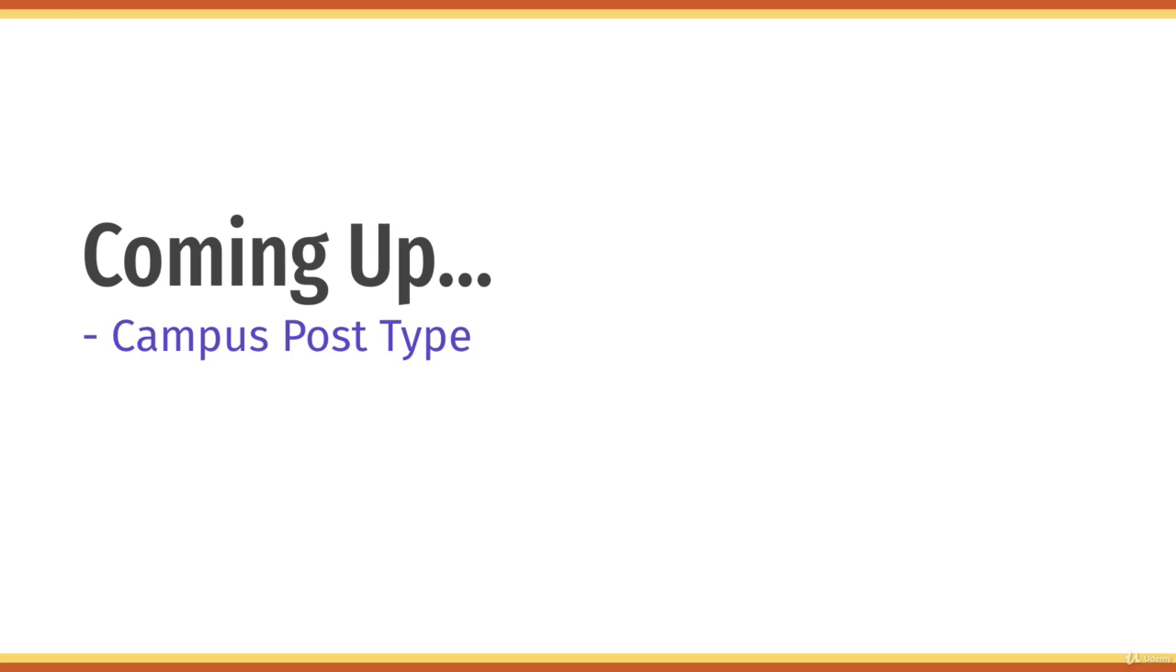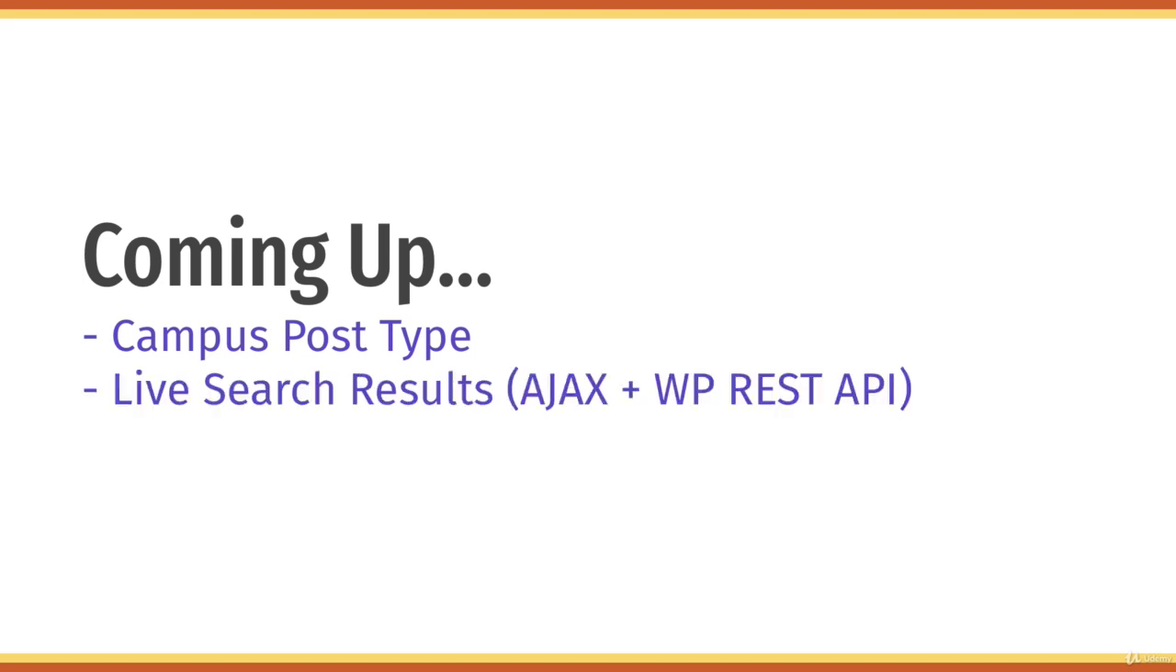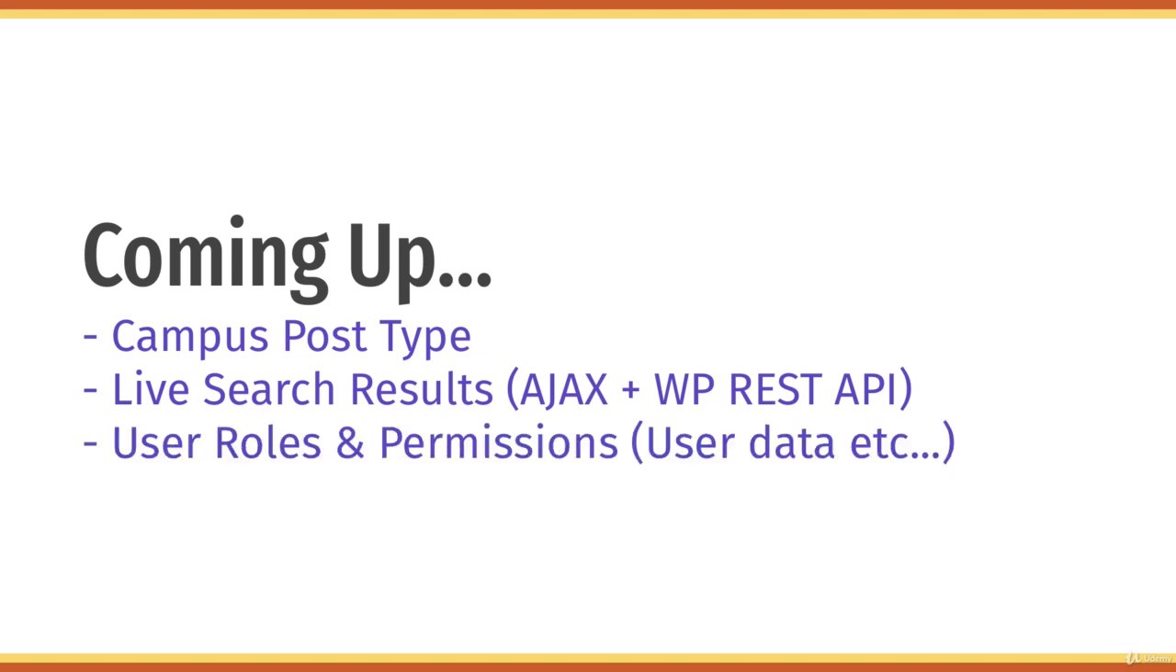We are going to use custom fields in order to create a pin on a Google map for each of our campuses. So that way visitors of our site will be presented with an interactive map that they can pinch, zoom, and scroll around and see pins of all of our campus locations. And to get you really hyped, even beyond campuses, we've still got live search results powered by Ajax and the new REST API, right? We've got the JavaScript aspect to cover still. And after that, we're going to learn about user roles, user permissions.